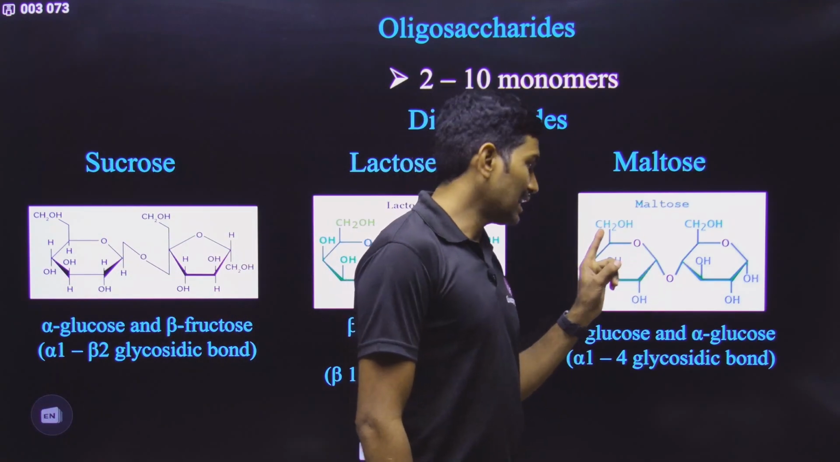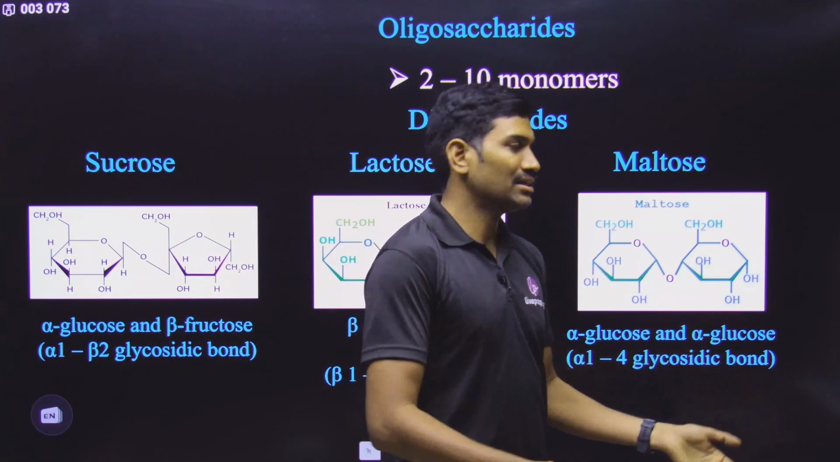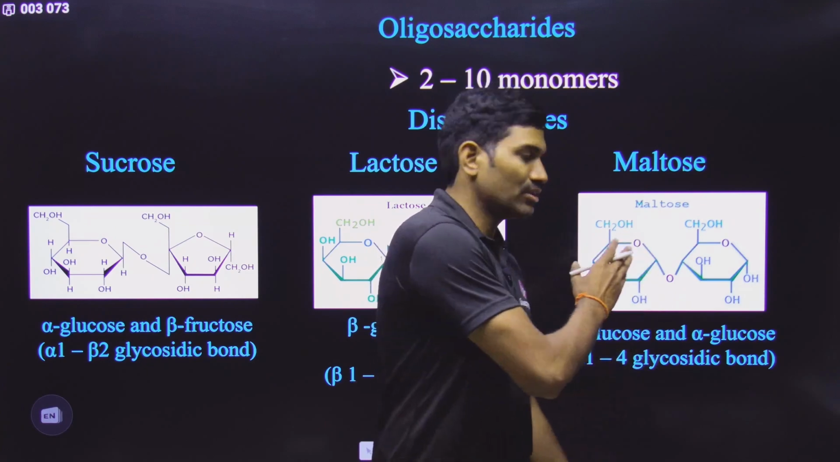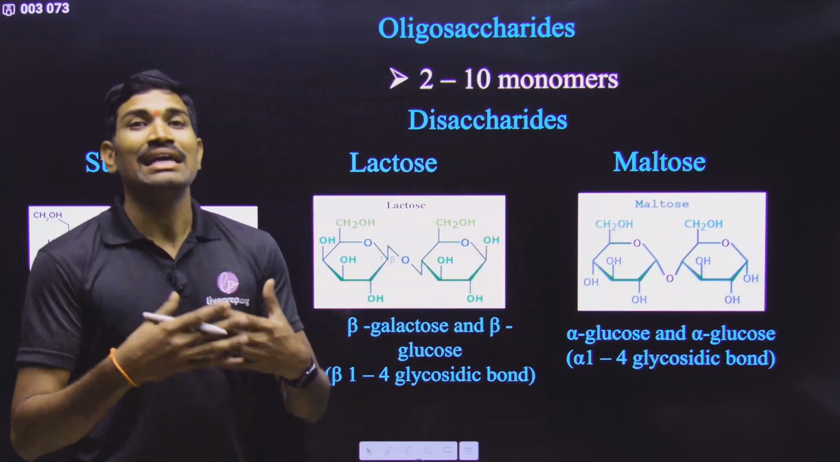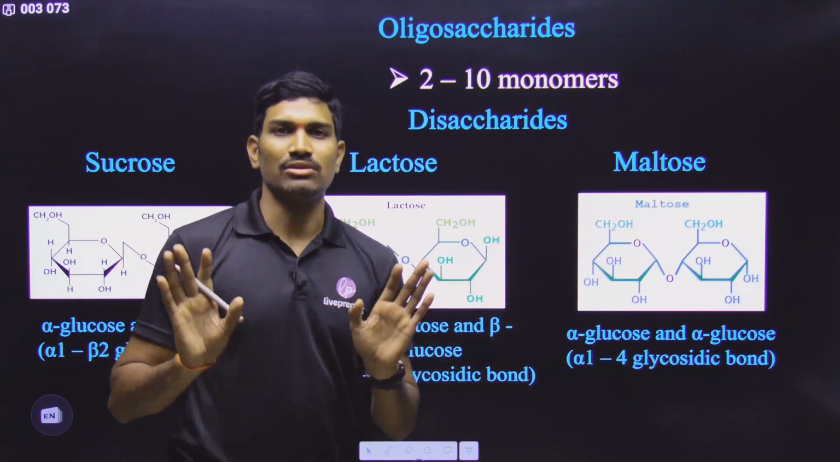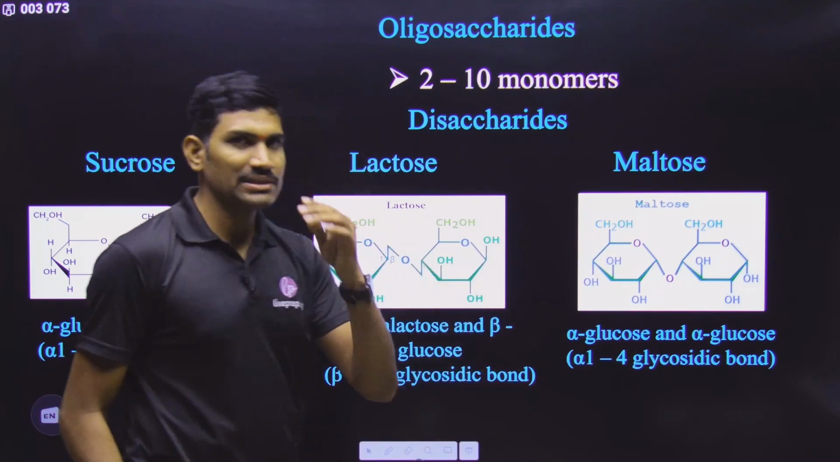This one is alpha 1 to 4 glycosidic linkage, alpha and alpha. First carbon of this, fourth carbon of that. So alpha 1 4 glycosidic linkage. In this way we are writing these particular bonds. With this, the disaccharides concept is completed.